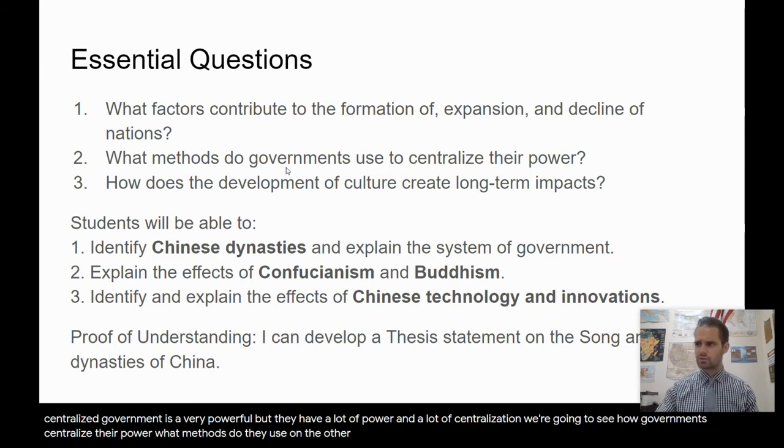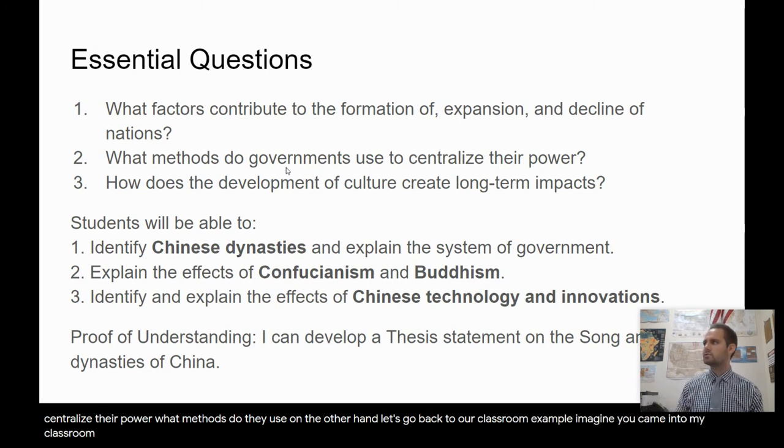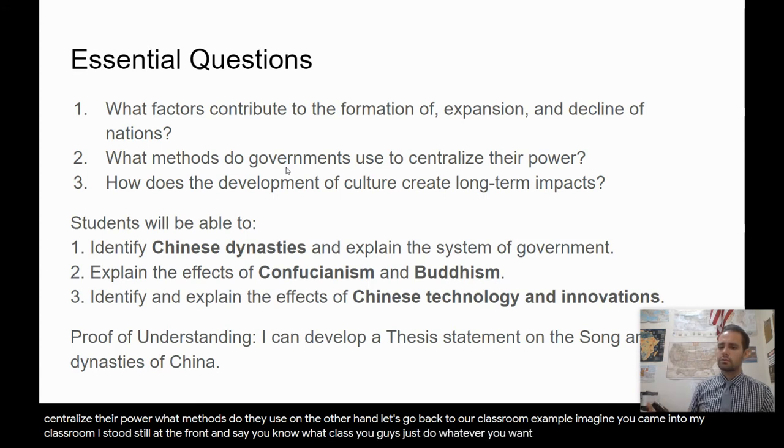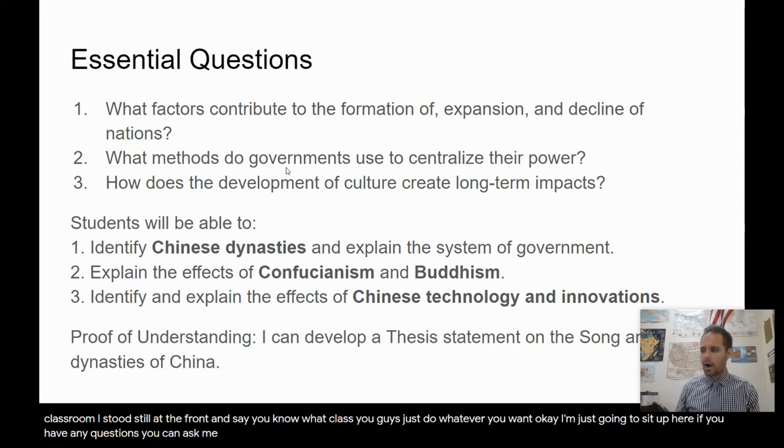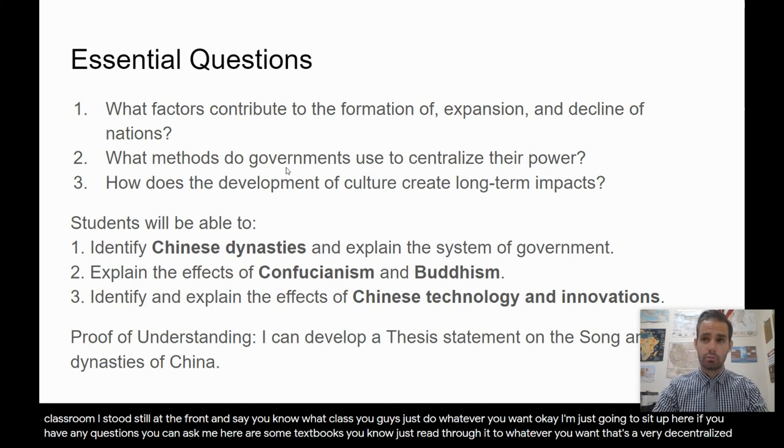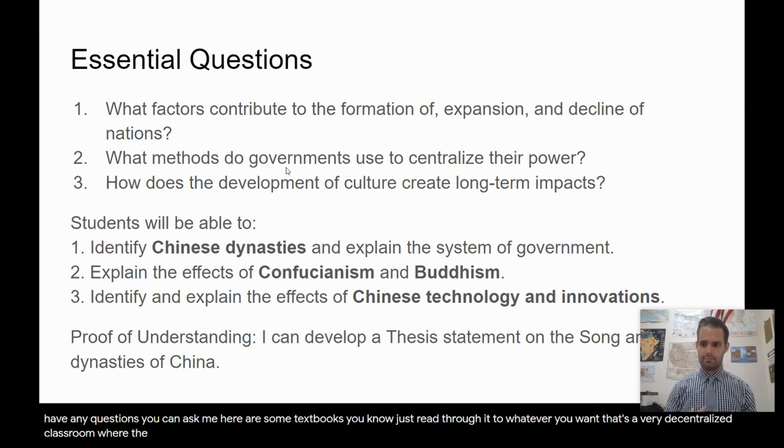On the other hand, let's go back to our classroom example. Imagine you came into my classroom. I stood at the front and said, you know what, class? You just do whatever you want. I'm just going to sit up here. If you have any questions, you can ask me. Here are some textbooks. Just read through it, do whatever you want. That's a very decentralized classroom, where the power is not in my hand, the government's hand, but in the hands of the people. It's not a very strong government.